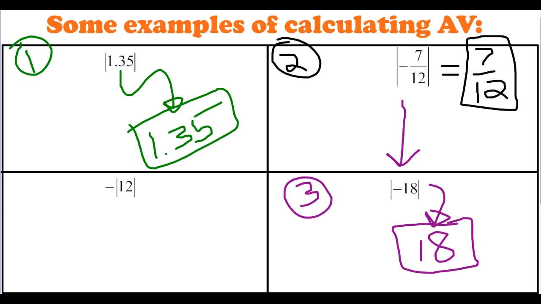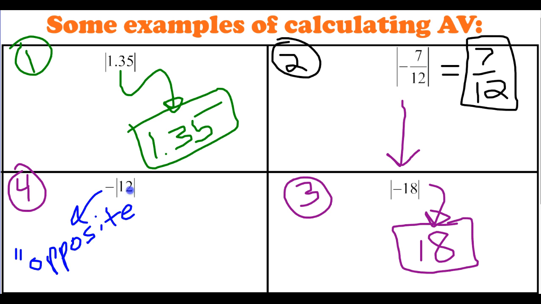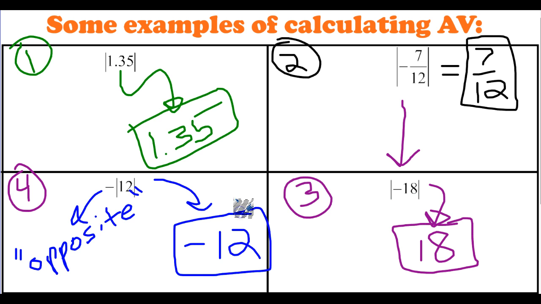And for the fourth one here, we notice our negative sign is outside the absolute values. And in this case, it's not a negative. It means opposite, which is one of the confusing things about a negative sign, that it can mean a lot of different things: subtraction, opposite, and negative. So this is asking for the opposite of the absolute value of 12. Well, 12 is a distance of 12 away from 0 on a number line, and the opposite of 12 is negative 12. So the opposite of the absolute value of 12 is just negative 12.